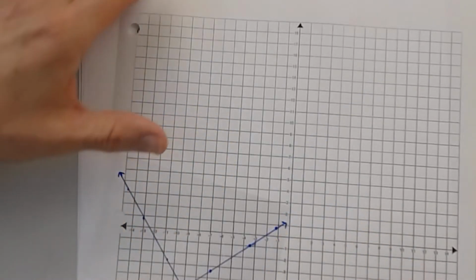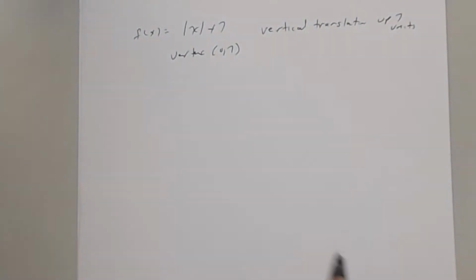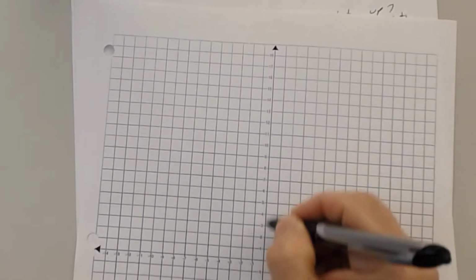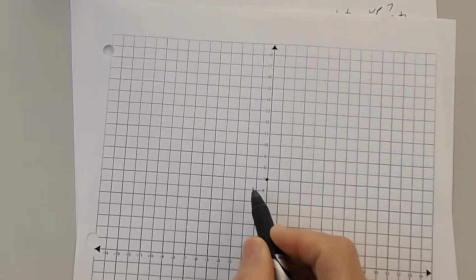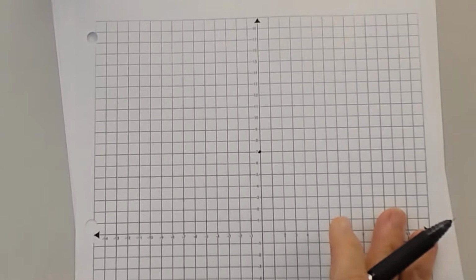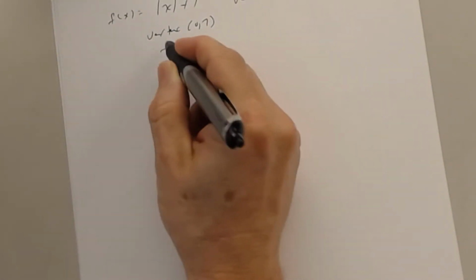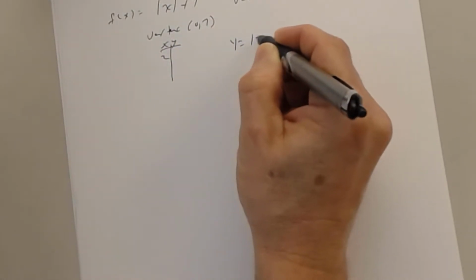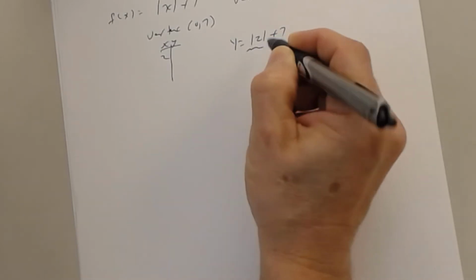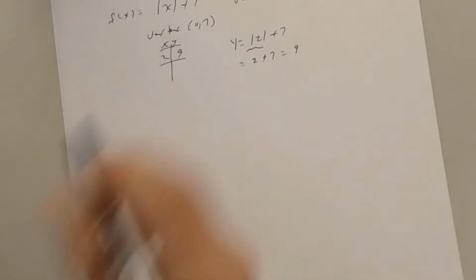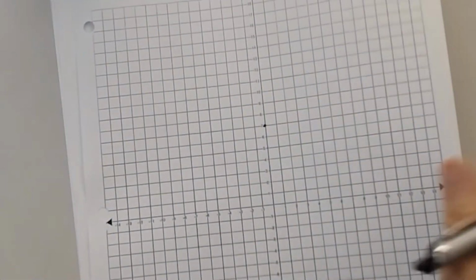Now we're going to pick 2 points to the right, 2 points to the left. First of all, plot your vertex of 0, 7. Give me another x value that's to the right of this vertex. We'll do 2 and 3. If x is 2, y equals the absolute value of 2 plus 7. The absolute value of 2 is 2, and 2 plus 7 is 9. So I get 2, 9, and I plot the point 2, 9.